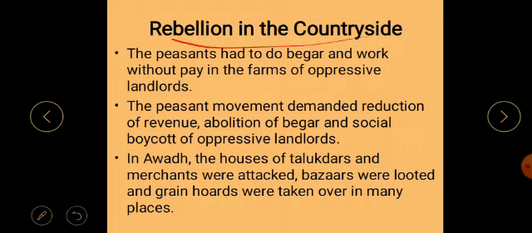Then the rebellion in the countryside. The peasants had to do begar and work without pay for oppressive landlords. The peasant movement demanded reduction of revenue, abolition of begar, and social boycott of oppressive landlords. In Awadh, the houses of talukdars and merchants were attacked, bazaars were looted, and grain hoards were taken over in many places.